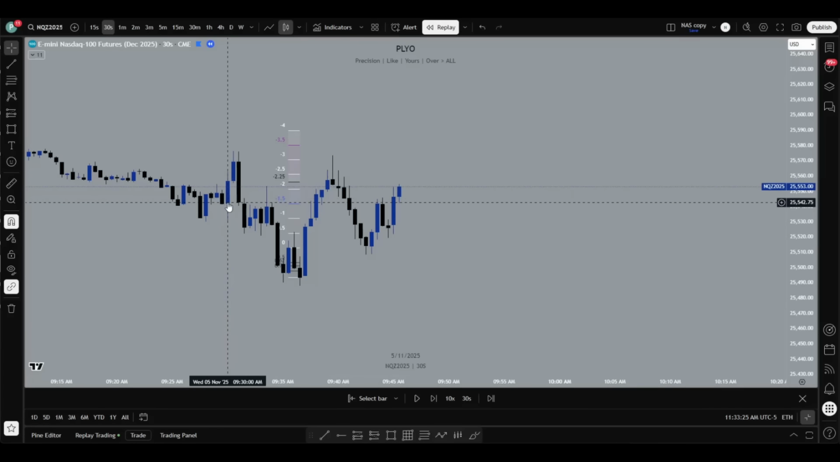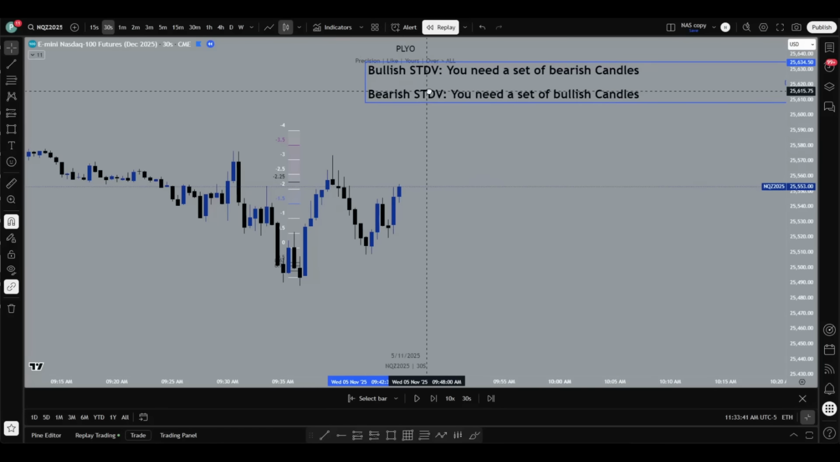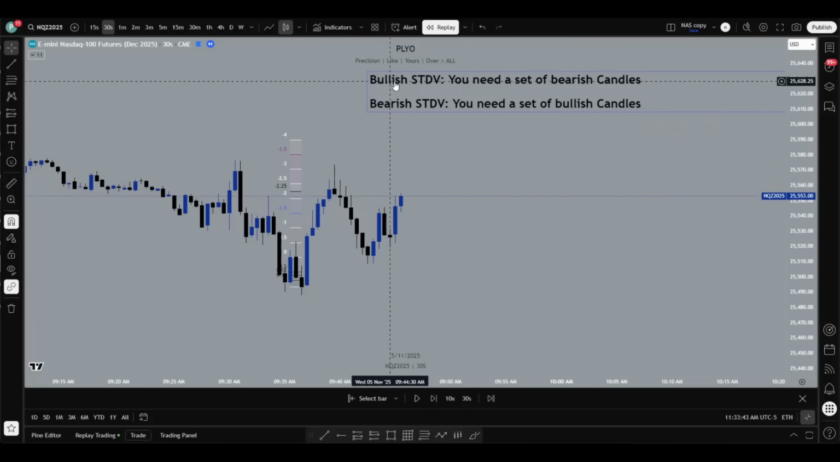When you're using standard deviations, what you need to start training your eyes for is whenever you see a set of bearish or bullish candles, think back to what I just put in the notepad. If we're looking for a bullish standard deviation, we need a set of bearish candles, right? A set, meaning at least 2 or more. Right here, this is a set of bearish candles.